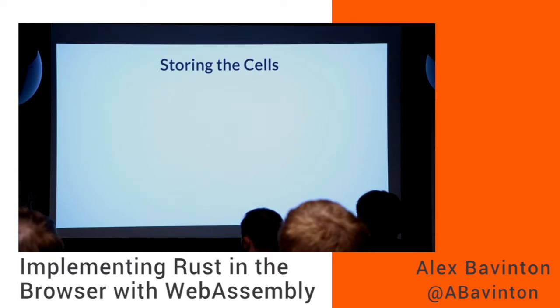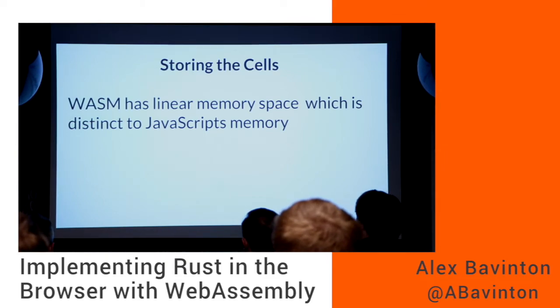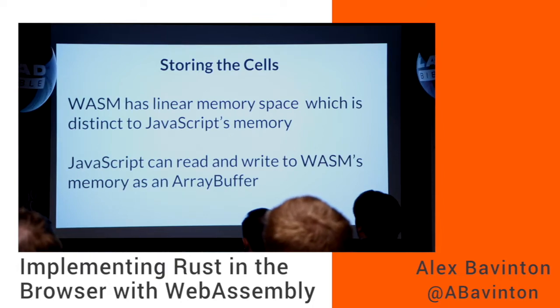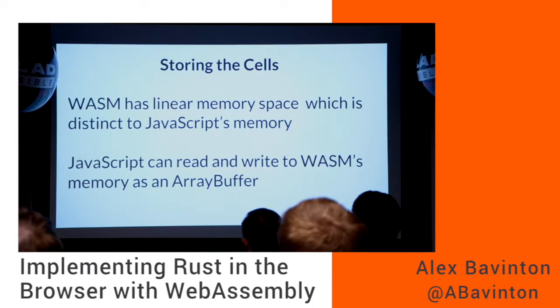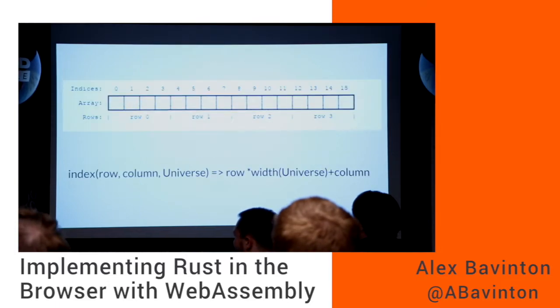Yeah, so I should mention that WebAssembly has a completely different memory to JavaScript. Obviously, JavaScript is all garbage collected, whereas WebAssembly isn't, so it's stored differently. WebAssembly has a linear memory space, which means it's completely distinct to JavaScript. As I mentioned, JavaScript can read this, but only as an array buffer, so we need to make use of pointers.